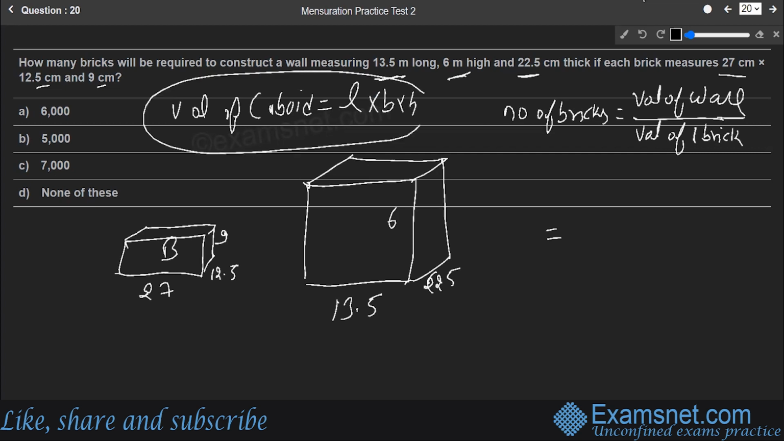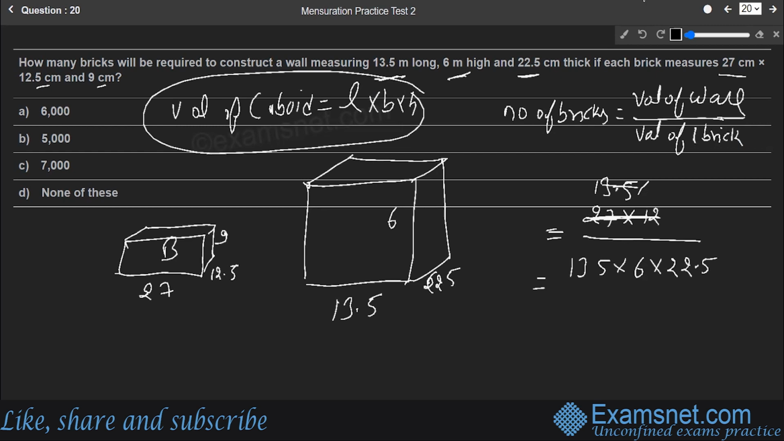So we're going to use this formula only for both the things. Volume of a wall can be the multiplication of all those terms: 13.5 into 6 into 22.5, in centimeter. Now the wall's thickness is given in centimeter, so we need to convert everything into centimeter.